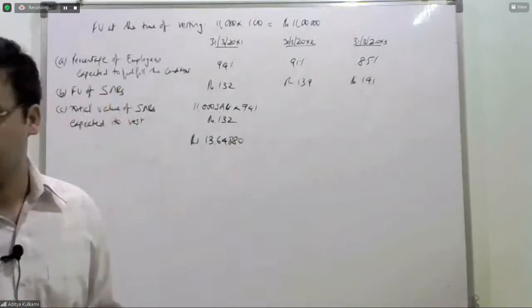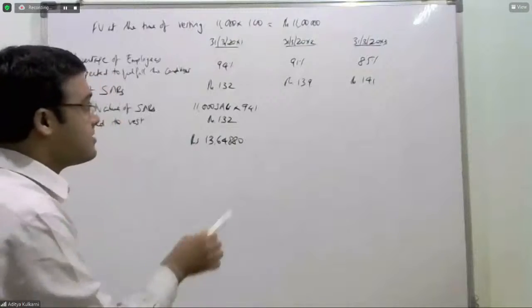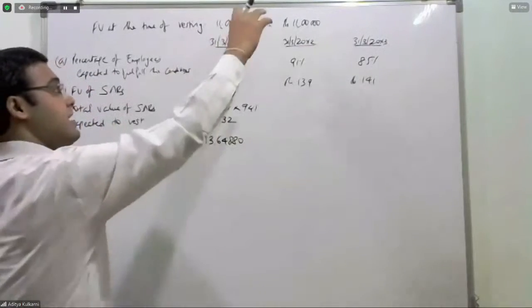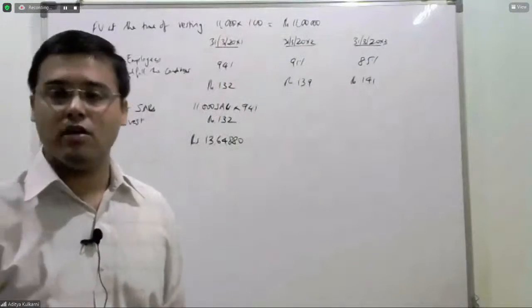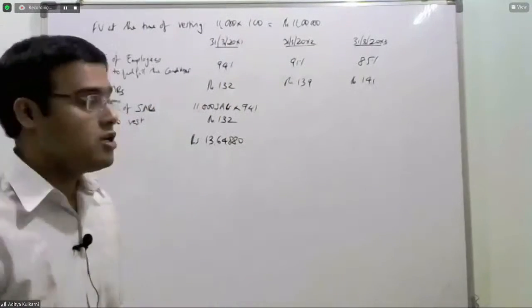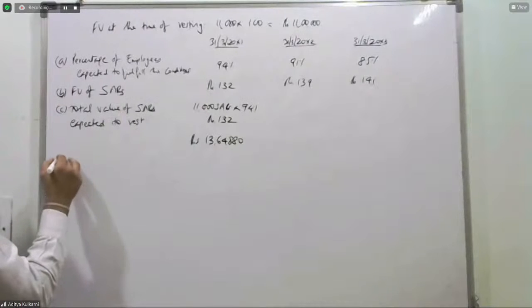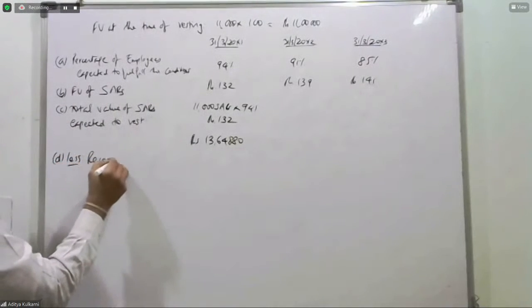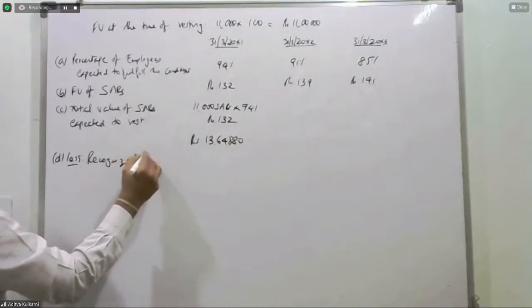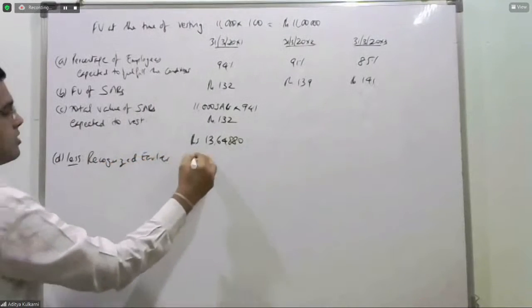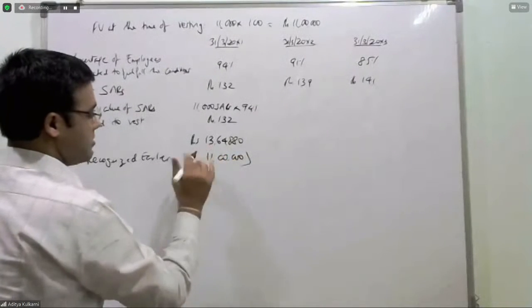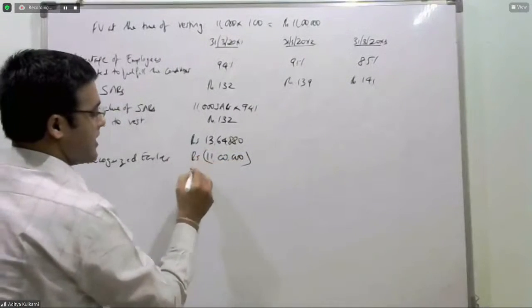13,64,880. What is this 13,64,880? This is the value as at 31st March. But you have already recognized 11 lakhs. You will recognize only the balance. So D, less recognized earlier. Recognized earlier, it will be rupees 11 lakhs. You have already recognized this.